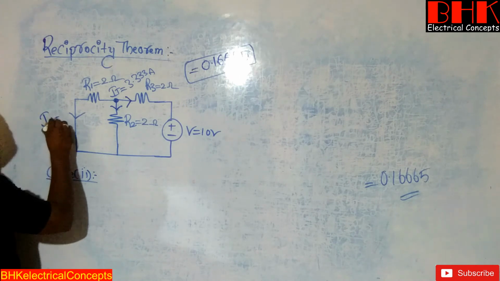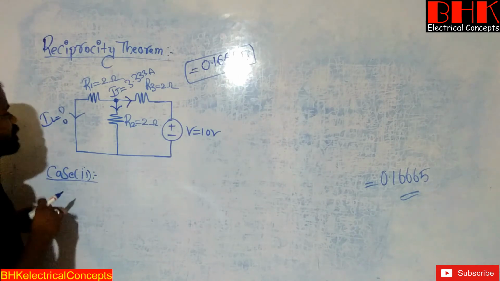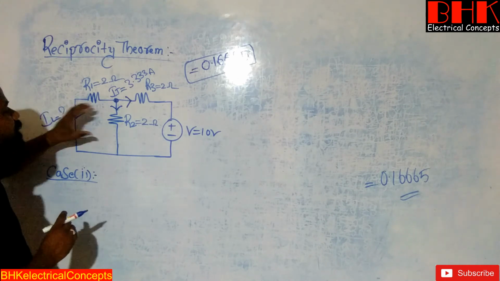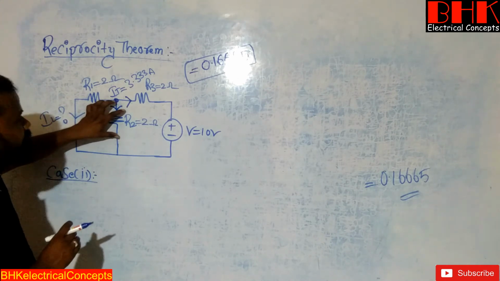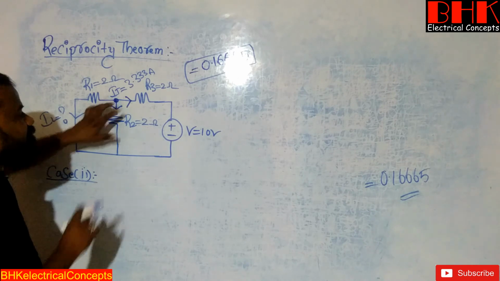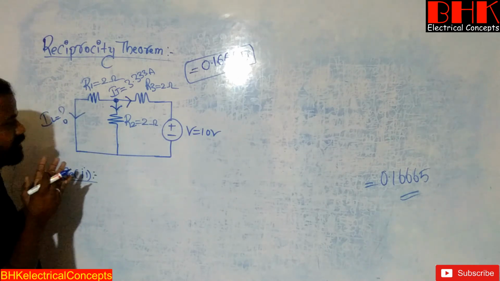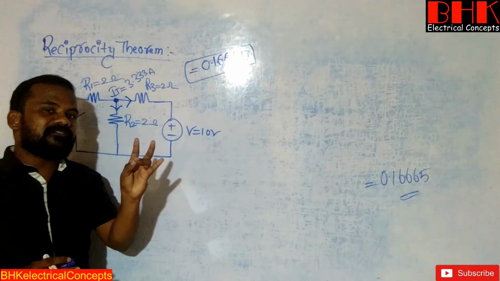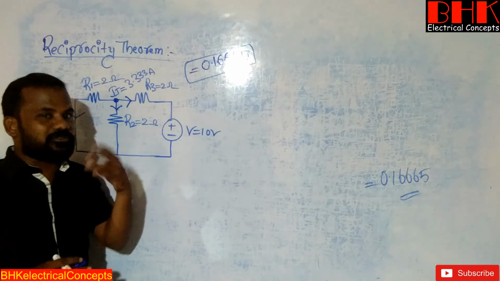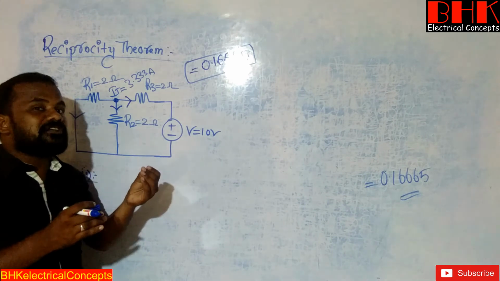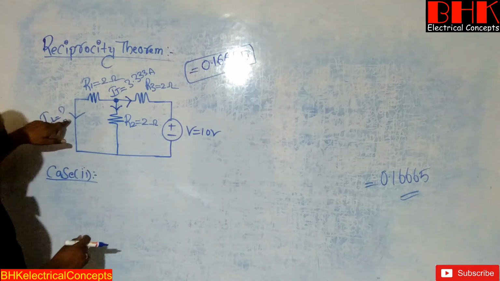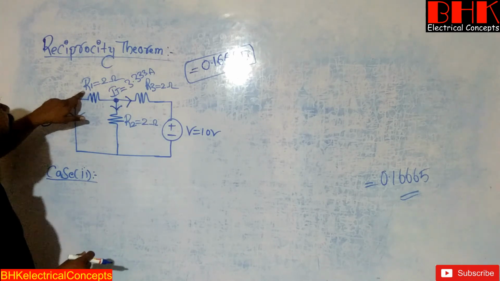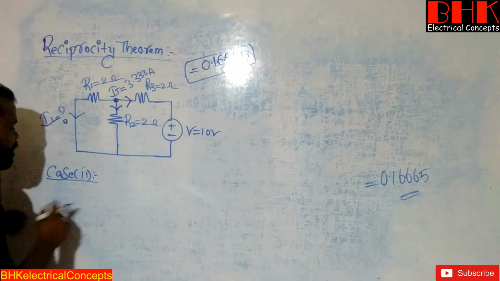Again I want to calculate the value of load current. To calculate the load current, we need to find the total current. To find the total current, we need to find the total resistance in the circuit. So first we need to find the total resistance. After getting the value of total resistance, we need to find the total current. After finding the total current, we need to find the current divided from the total current which is flowing in R1.